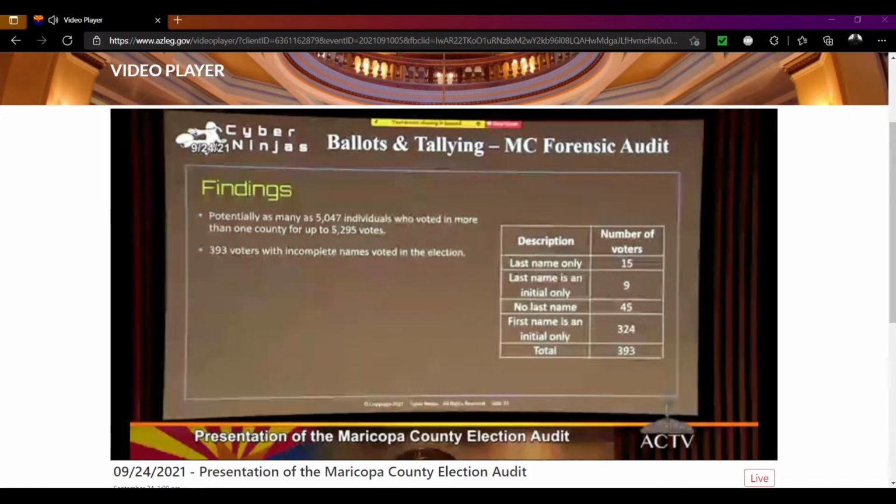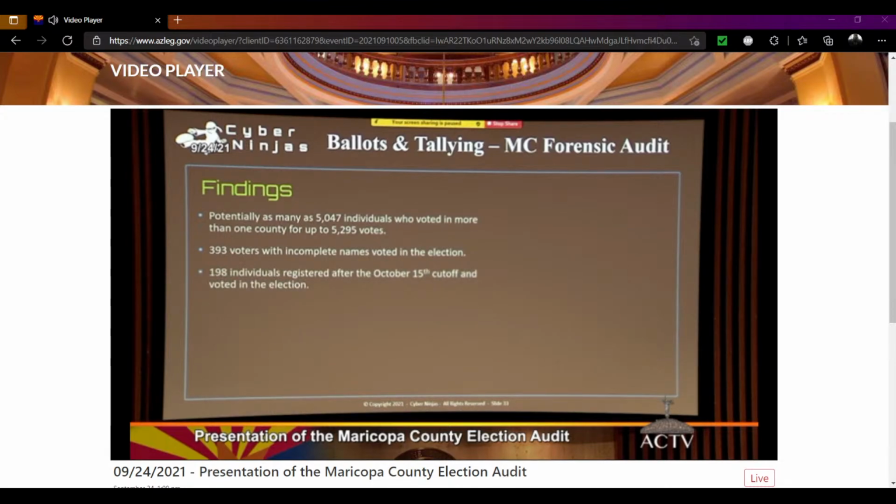We had 393 voters with incomplete names that voted in the election. This included individuals with last name only, last name that is just an initial, no last name, or first name that is just an initial. Again, in some cases this could happen, but this is not a frequent thing that you typically see. We also had 198 individuals who registered after the October 15th cutoff and yet still voted in the election.